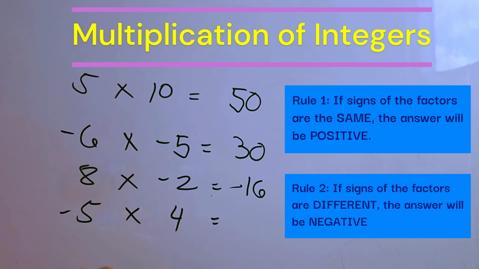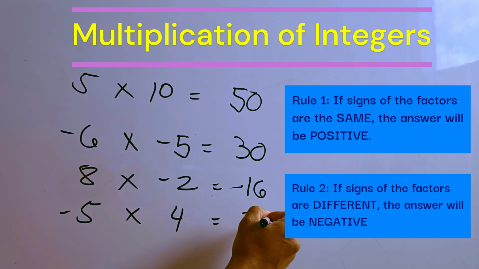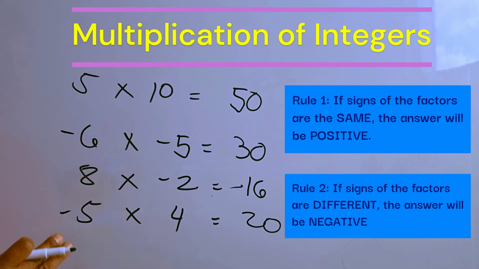Next, we have here negative 5 times 4, that is 20. Then, isang negative, isang positive, that makes it negative 20.